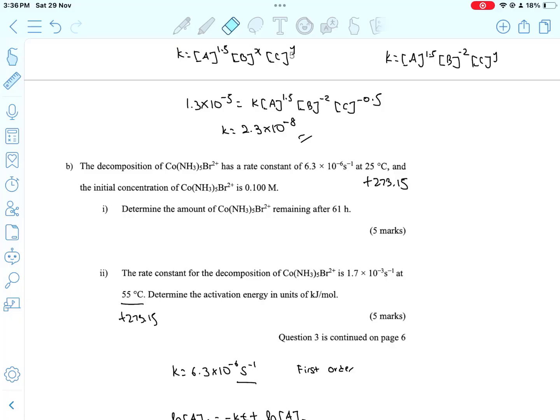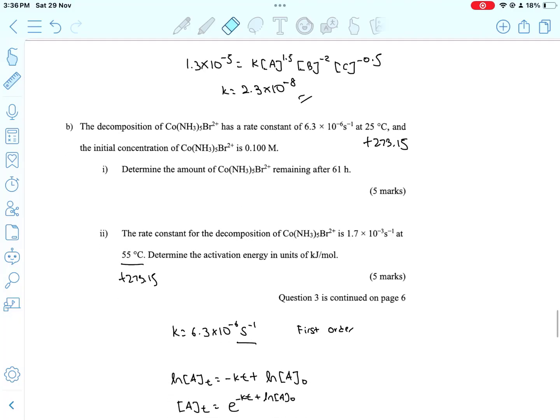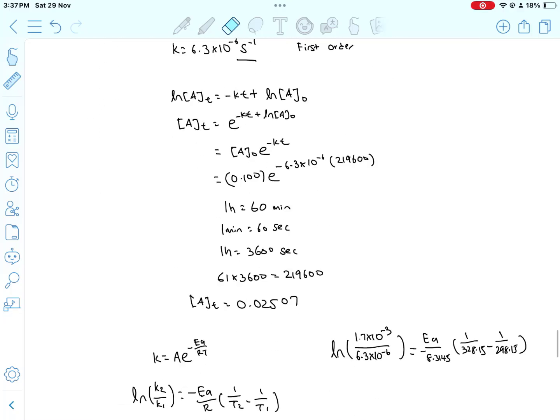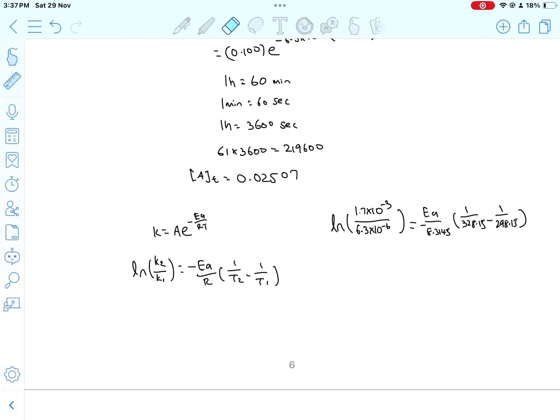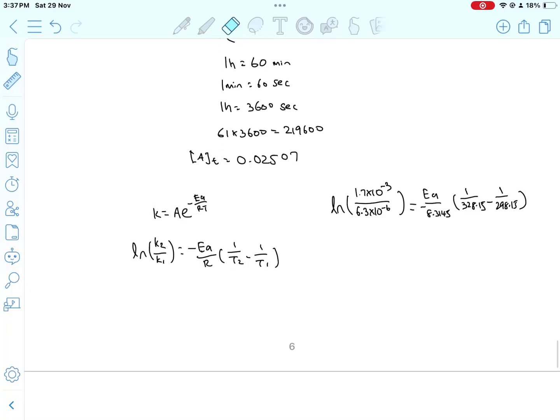Okay, so for the second part of this question, we are asked to find the activation energy. So you see there's temperature, there's activation energy. So you need to know that this is an Arrhenius equation. And the second thing you need to know is that we cannot use degrees Celsius, we need to use Kelvin. So you have to add 273.15 to 25 degrees Celsius and 55. So this is the Arrhenius equation here.